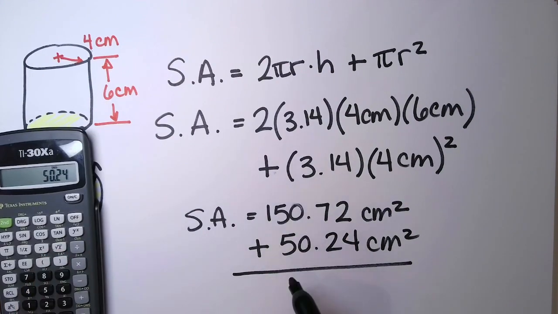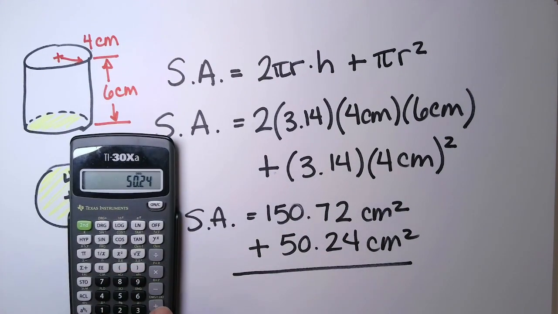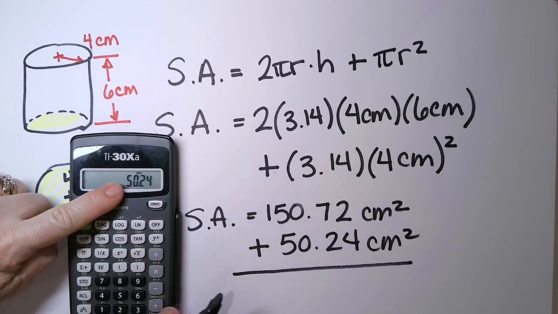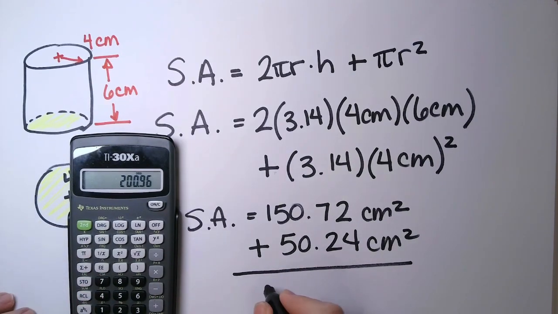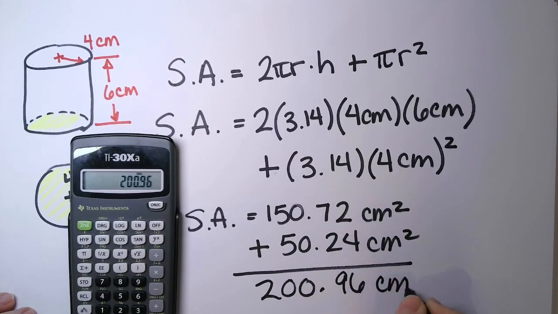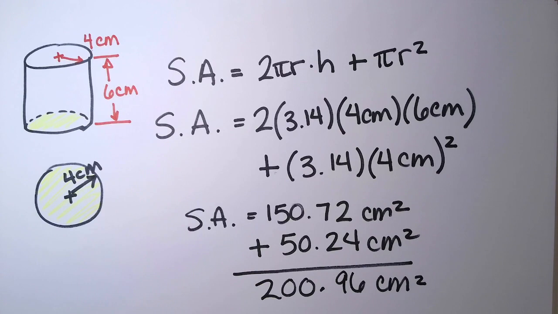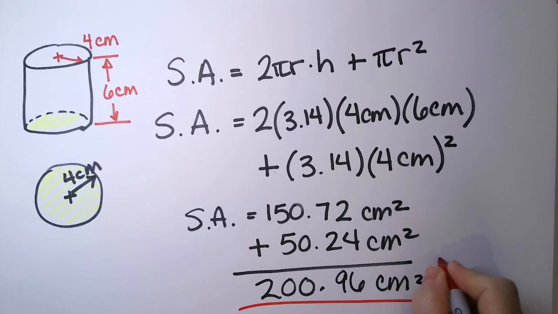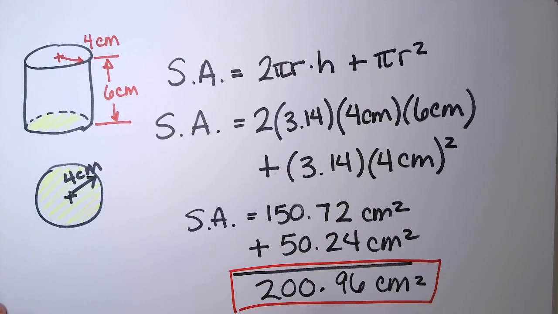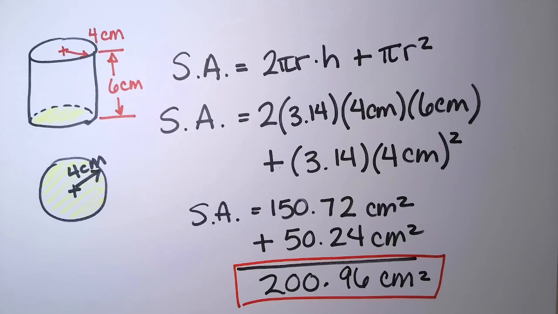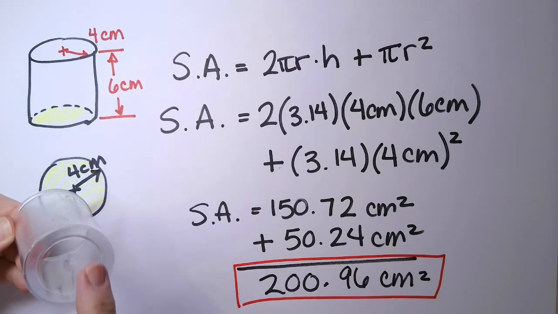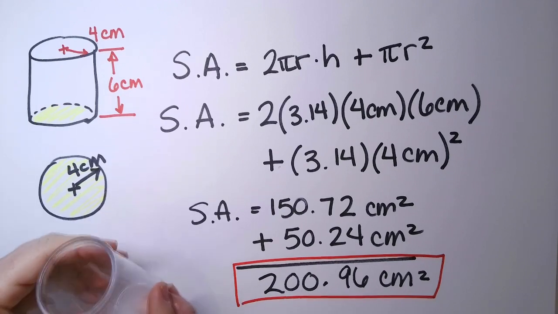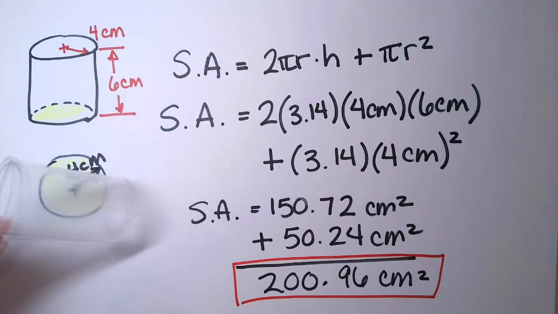So now I'm just going to add these two numbers together. So I've got the bottom number already in here, plus 150.72. I have 200.96, and don't forget your units, centimeters squared. So this is my surface area for an open container. So around the lateral, right here, around this, and then one base. And this one is open. So that's my surface area for an open cylinder.